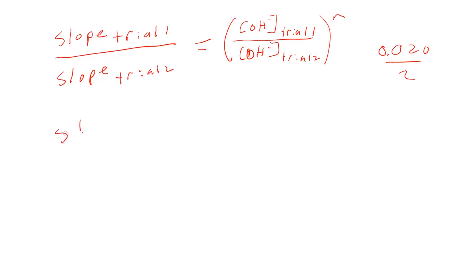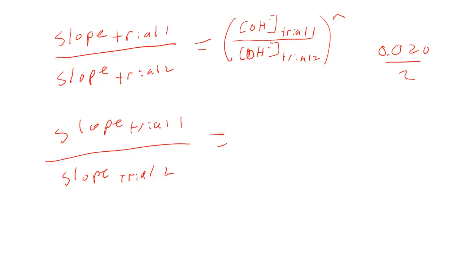So you're going to take your slope from trial 1, divide it by your slope from trial 2, and you're going to plug in your first trial, your concentration of hydroxide is 0.010, and the molarity will cancel out, so we can leave off the units. And then for trial 2, your concentration of hydroxide is 0.010, but we also diluted that in half, so we have 0.005 molar. And we raise that to the power of n.